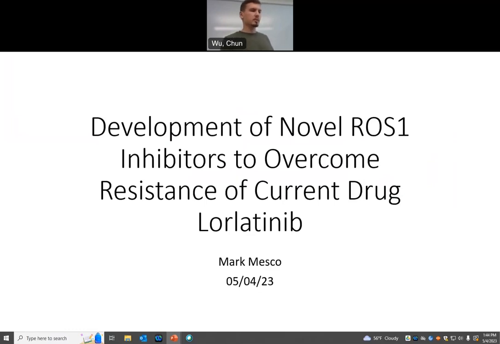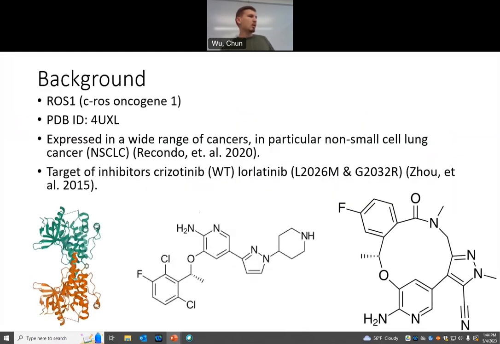All right, so my presentation is titled Development of Novel ROS1 Inhibitors to Overcome Resistance of the Current Drug, lorlatinib. So a little background, ROS1 is the c-ros oncogene 1. The PDB ID is 4UXL, which is pictured here. It's expressed in a wide range of cancers, but our particular focus here is non-small cell lung cancer.